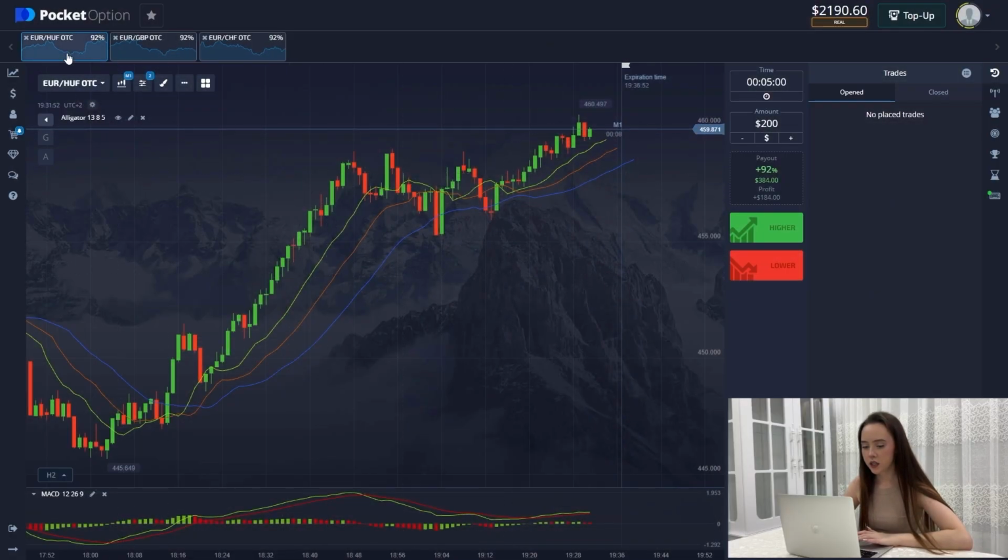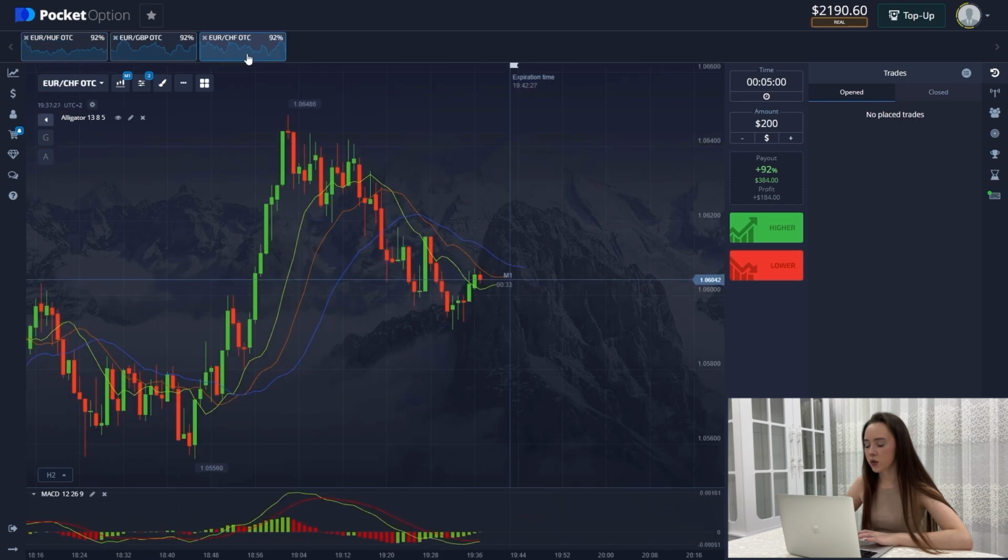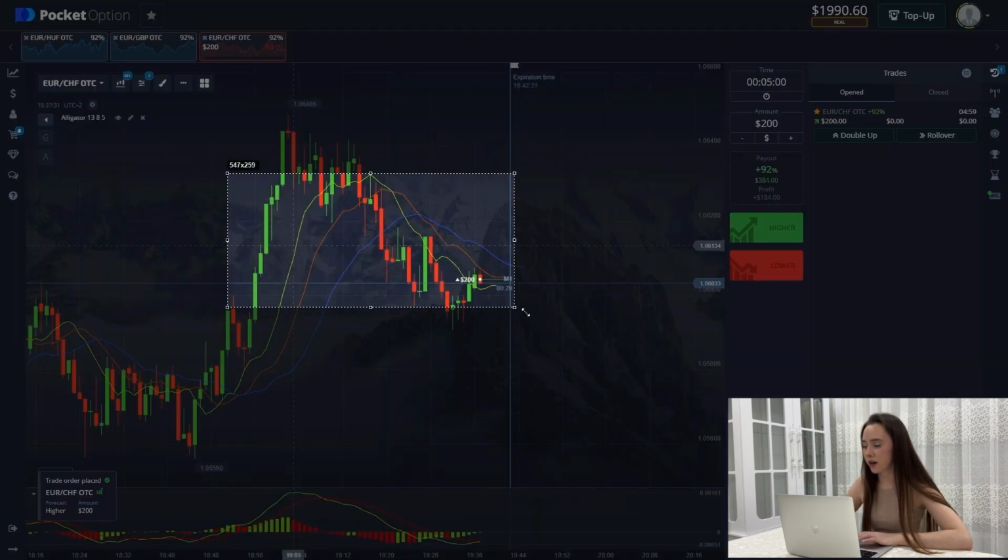Well, trader, here we're on the broker side, and these are the currency pairs I have selected for today. We're starting from the balance of 2,190, and the time frame of the first deal will be 5 minutes, and the cost of the deal will be $200. So let's quickly come to the first currency pair. An excellent currency pair, and I immediately open a deal to increase the price.